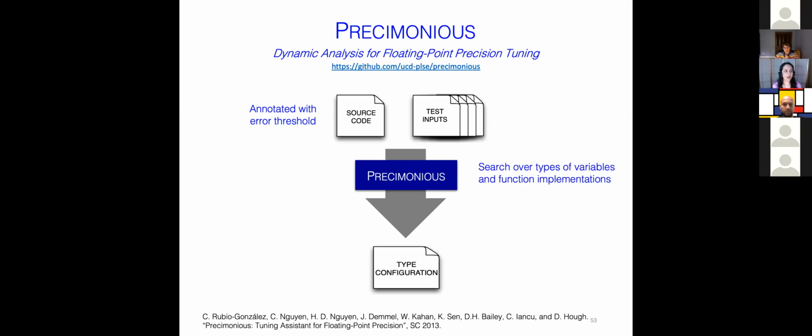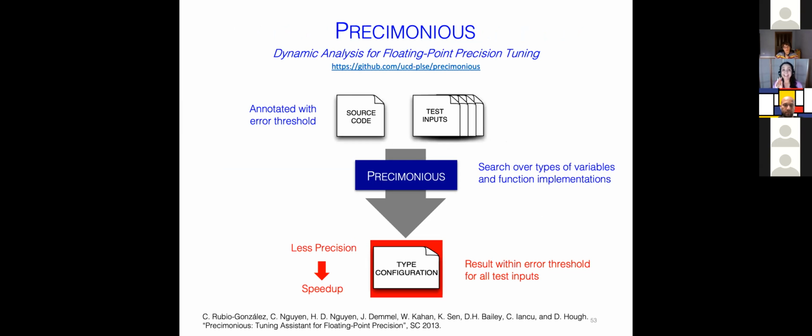And here, this is just going to apply a systematic search over the types of variables and function implementations and give you a type configuration that uses less precision while giving you a speed up. And this is only with respect to the inputs tested, so there are no other guarantees otherwise. So the hope is that this is going to be used as an assistant. I always like to highlight that.